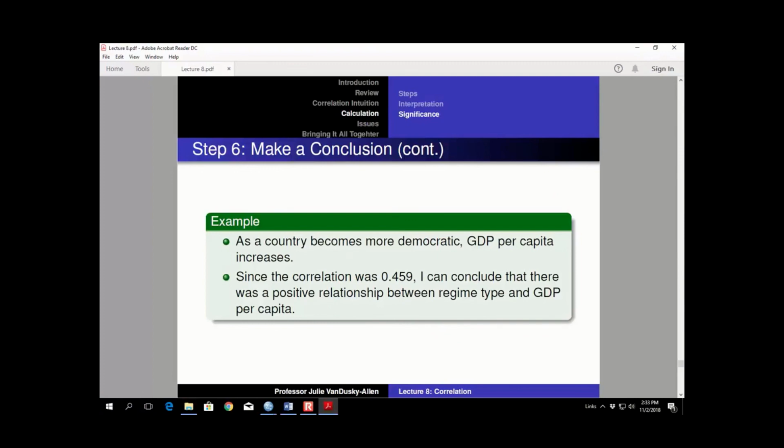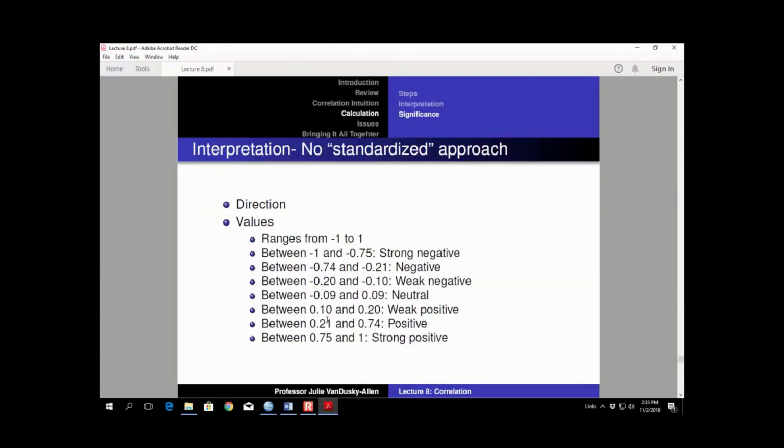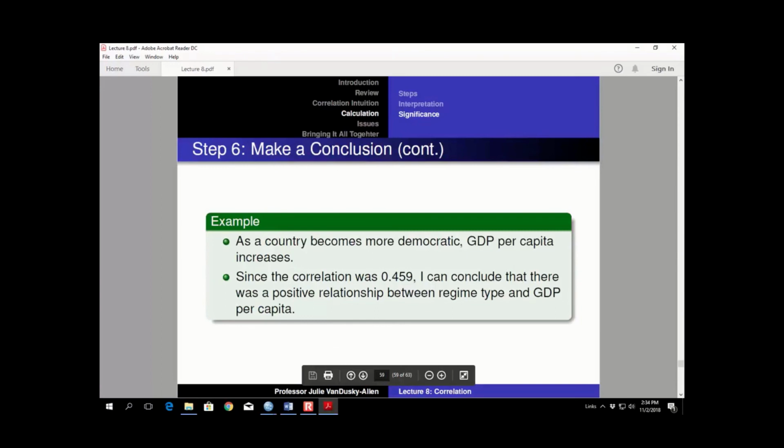Since the correlation was 0.459, I can conclude that there is a positive relationship between regime type and GDP per capita. This means that as a country becomes more democratic, GDP per capita often increases.